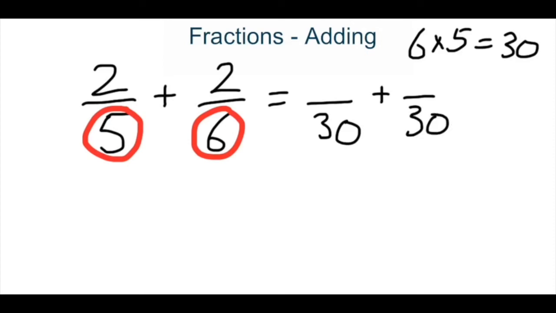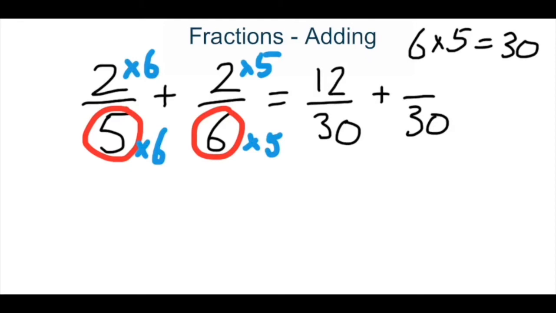And then we times our numerators by the denominators of the other fractions. So I times my 2/6 in the first fraction and my 2/5 in the second fraction. And this gives me 12 over 30 for my first fraction and 10 over 30 for my second fraction. And adding these together, we see it's 22 out of 30.